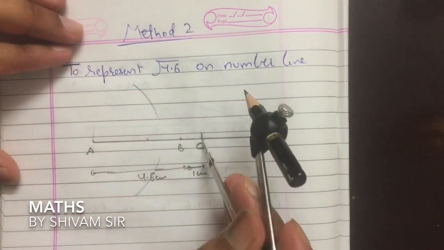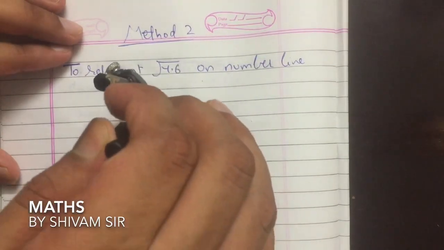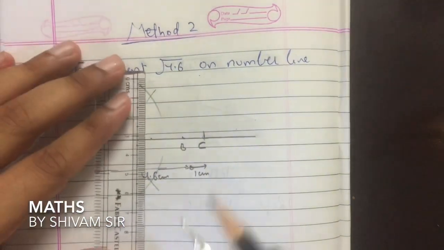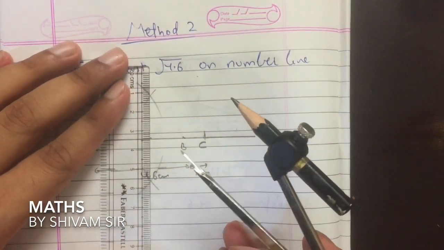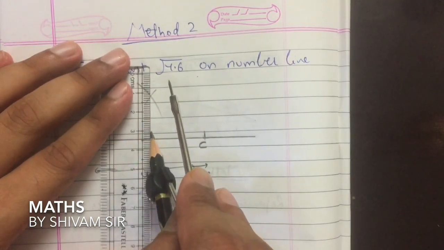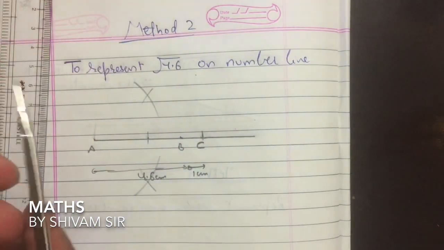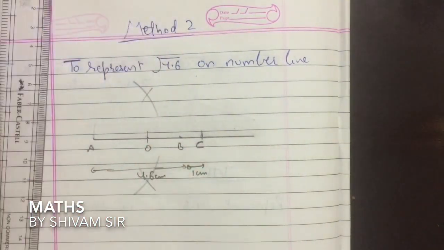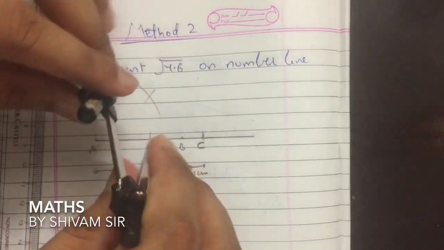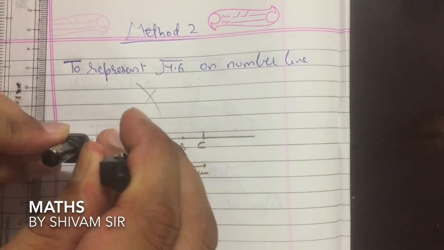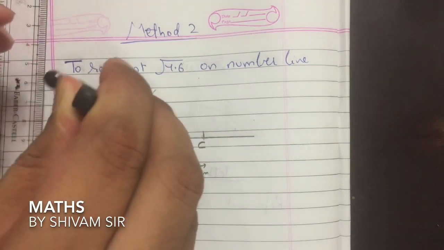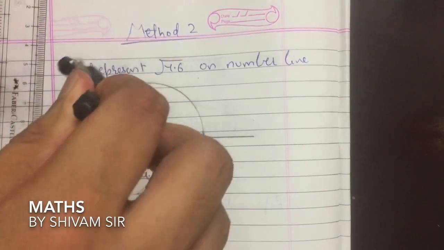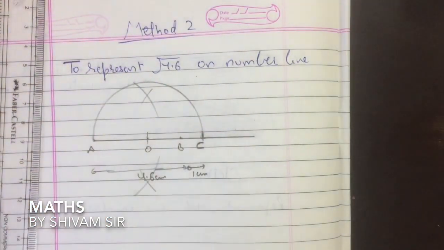From point C also do the same step. Cut one arc above the line, cut one arc below the line. The point where these intersections meet, name this point O. Now put the compass needle on point O, open it up to point A and draw a semicircle from A to C.